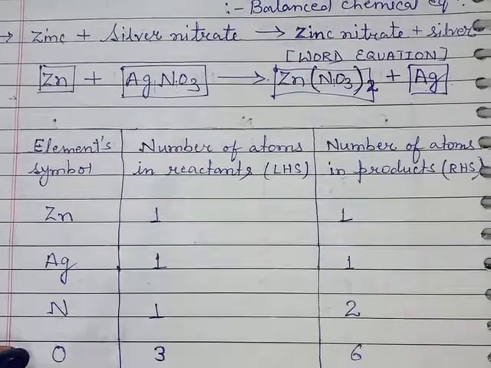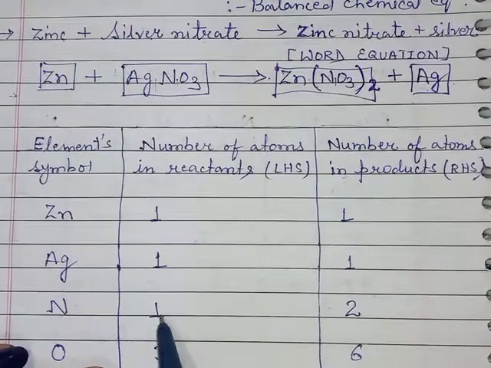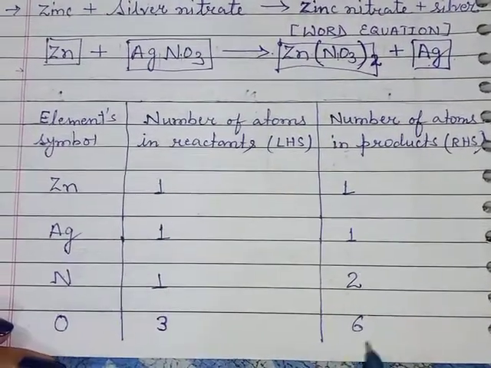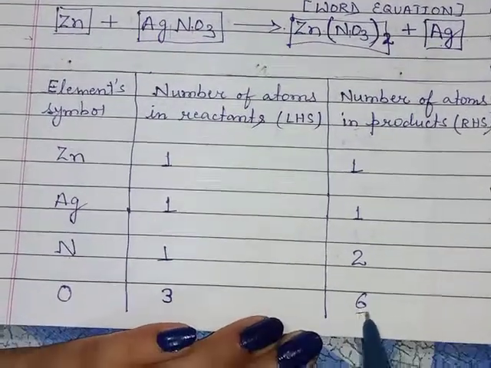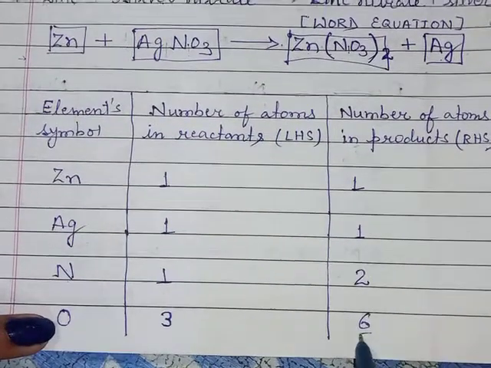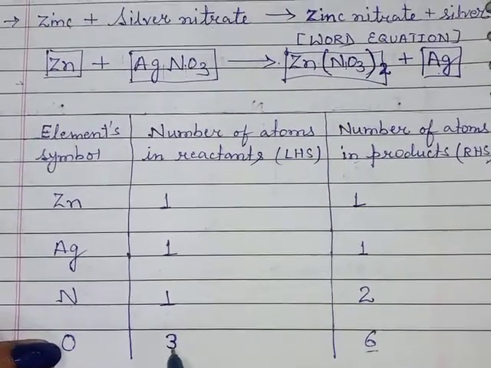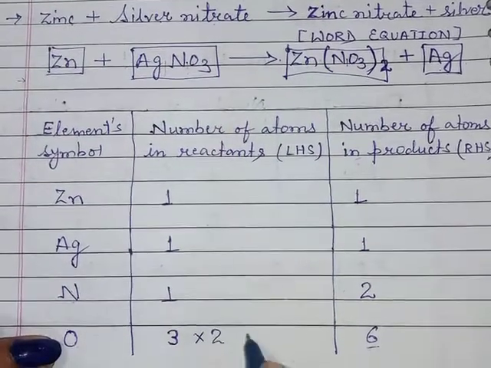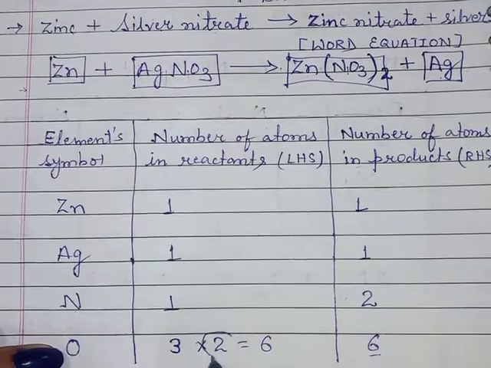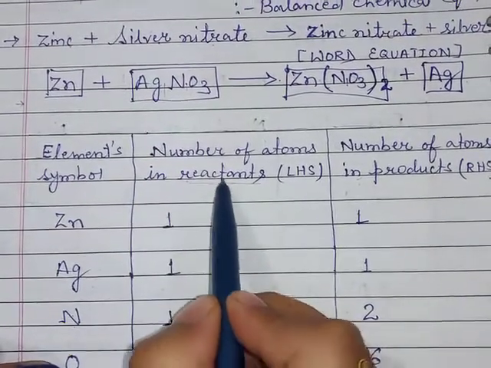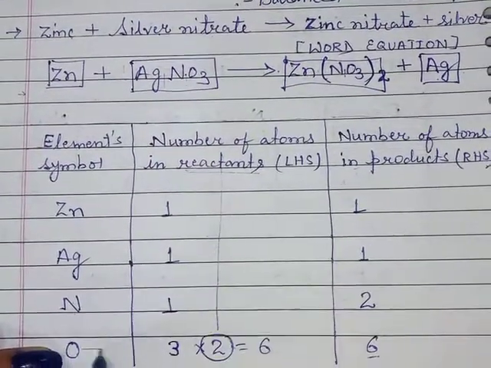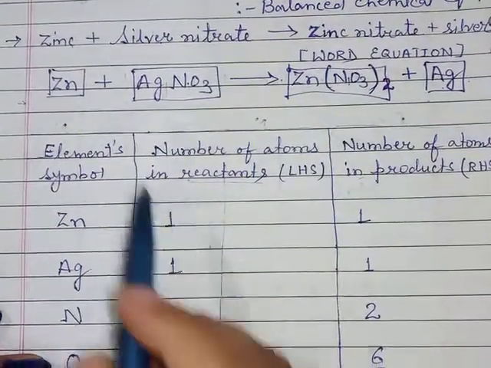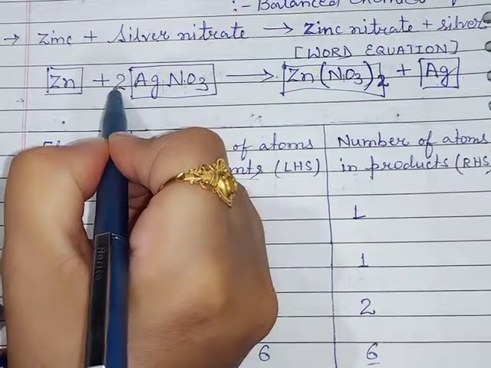Zinc, 1 and 1, is the same. Silver, 1 and 1, is the same. Nitrogen, 1 and 2, and oxygen, 3 and 6, are different. So next, which is the greatest number? This one is 6, oxygen. So first priority of balancing goes to oxygen. Here 3 multiply 2 is equal to 6. This 2 comes at the place of reactants of oxygen.